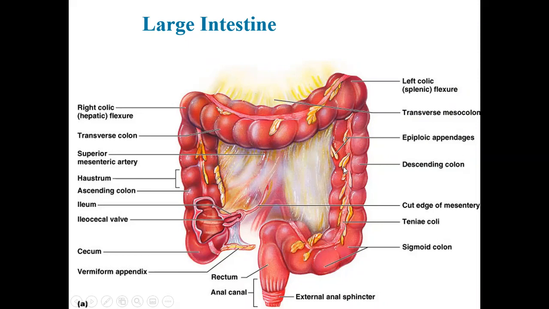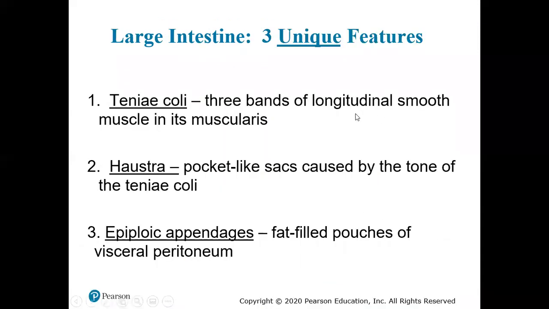The third unique feature are these epiploic appendages. These are just fatty pieces that hang off of the taenia coli, and no one really knows what their purpose is. But these are the 3 unique features: the taenia coli, which are 3 bands of longitudinal smooth muscle. The tone of the taenia coli create pocket-like sacs called haustra. And then hanging off of the taenia coli are epiploic appendages, which are fat-filled pouches with no known function.